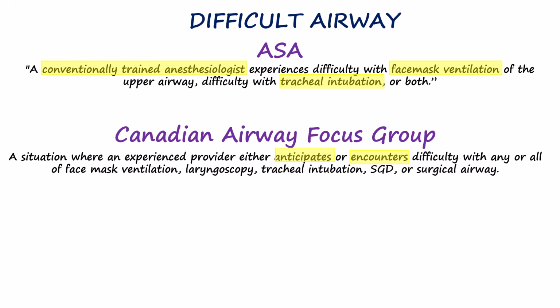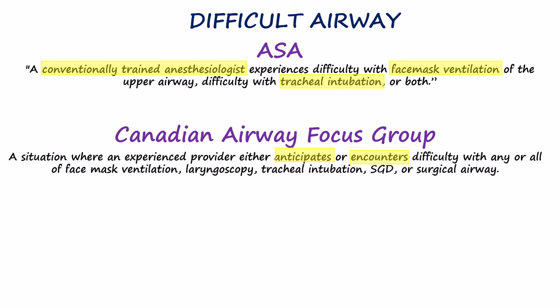Laryngoscopy, tracheal intubation, supraglottic airway use, or surgical airway. A difficult airway in this context can be recognized beforehand, which is referred to as an anticipated difficult airway, or it may only become apparent during the procedure, which is referred to as an encountered or unanticipated difficult airway. It also covers various methods of airway support, including face mask ventilation, laryngoscopy, intubation, the use of supraglottic devices such as the laryngeal mask airway, and the potential need for a surgical airway.